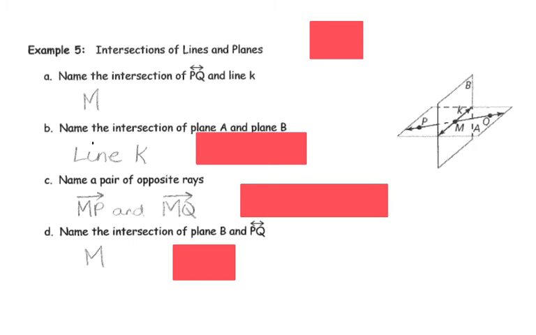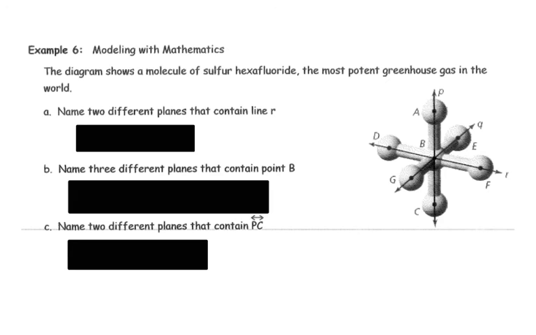That would be point M. Example 6, modeling with math. The diagram shows a molecule of sulfur hexafluoride, the most potent greenhouse gas in the world. And this is what it looks like. Be scared. Name two different planes that contain line R.